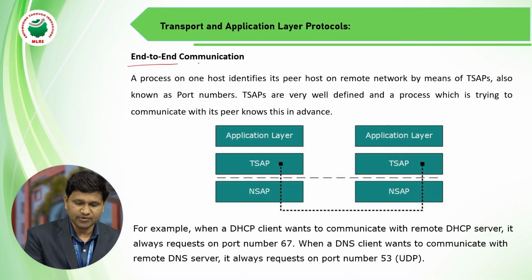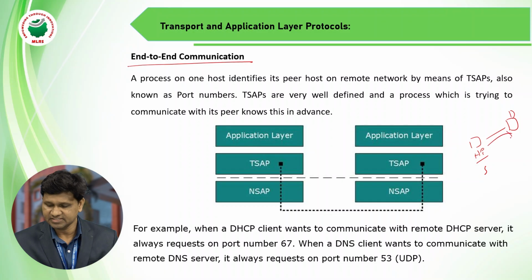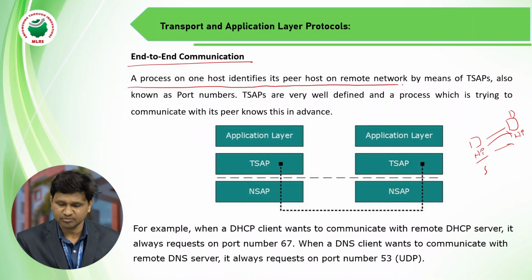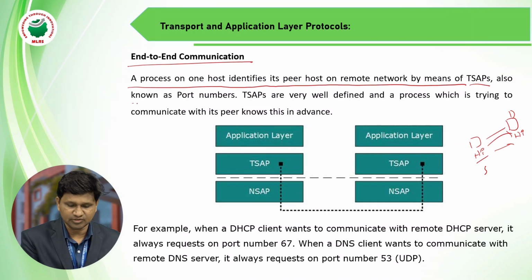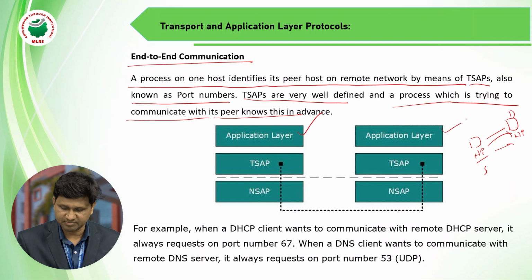Now see end-to-end communication. In cellular networks, if you send a message, say hi, from source to destination, and the destination receives the same message from the source, that is called end-to-end communication. A process on one host identifies its peer host on a remote network by means of TSAPs, also known as port numbers. TSAPs are very well defined, and the process trying to communicate with its peer uses them. For example, application layer, TSAP and NSAP we will discuss.